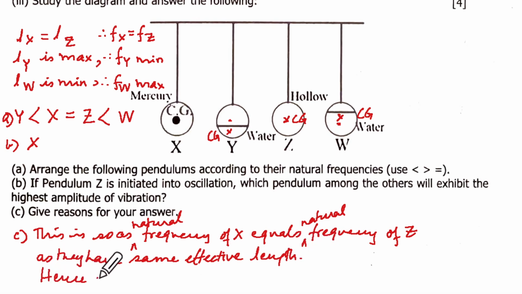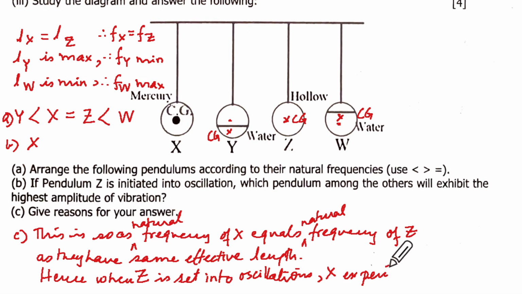Next line, hence when Z is set into oscillations, instead of initiated, I'm using the words set into, X experiences resonant vibrations and exhibits highest amplitude. Okay, there is some more that has to be written over there.